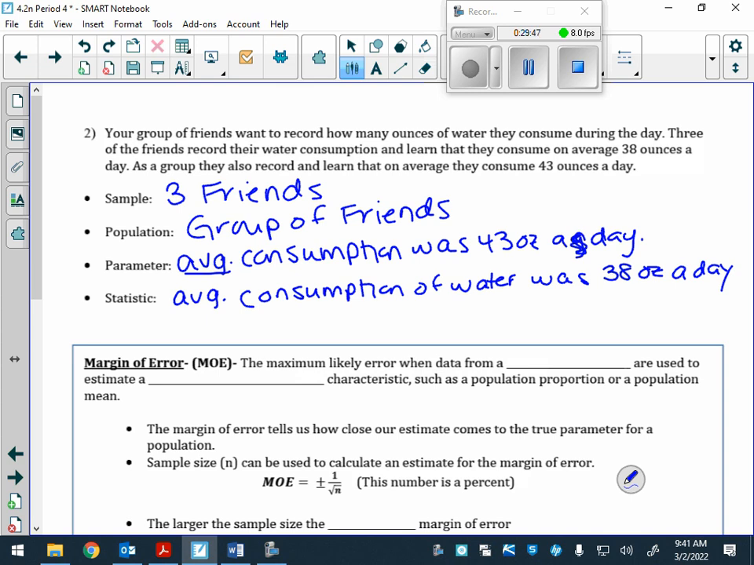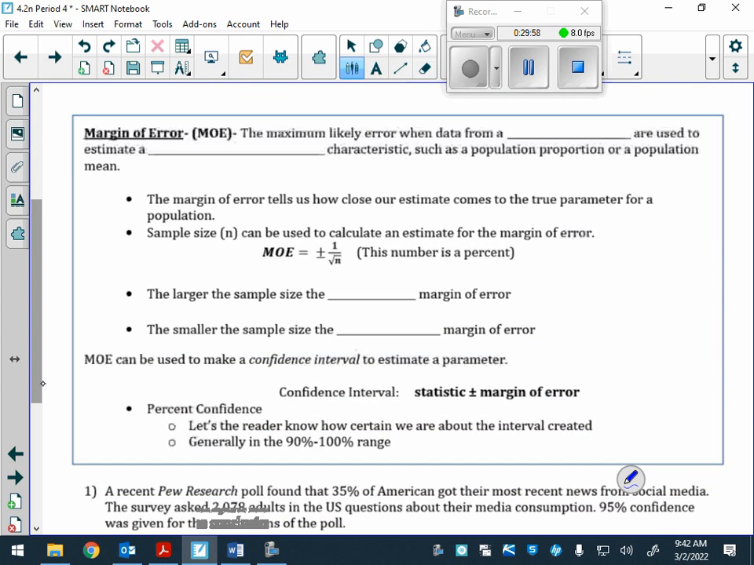Okay, statistic will always be a numerical value. Most likely it's always given to you, but it's based off the random sample, in this case the 3 friends. Okay, great question. So we have seen this a lot, this piece, which is called the margin of error. Sometimes when you're given statistics, especially with polling, you will see it's plus or minus some number, right? Because they're giving you a range.